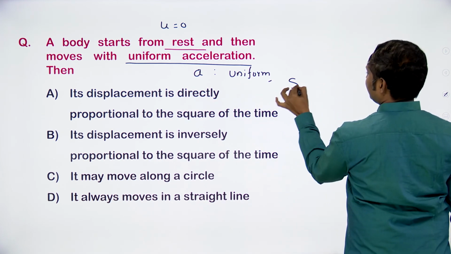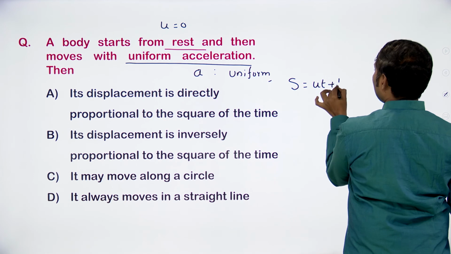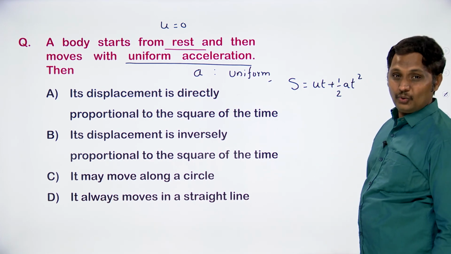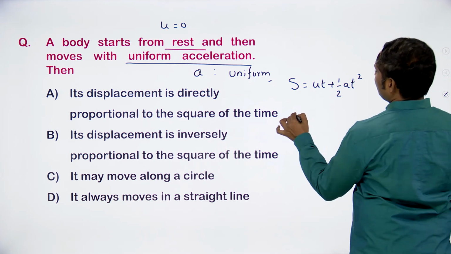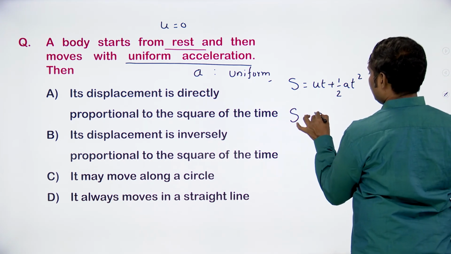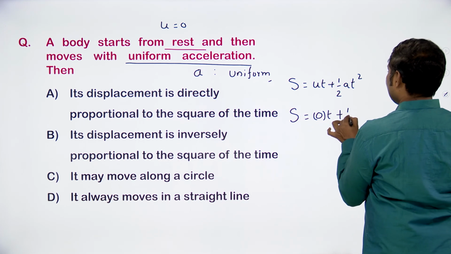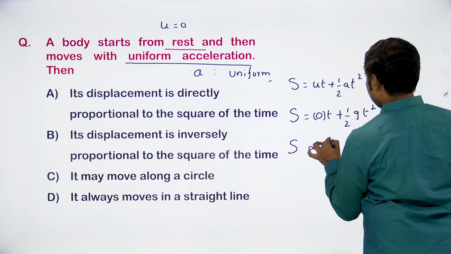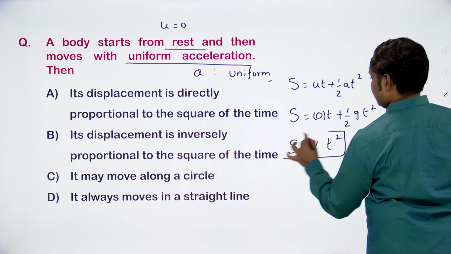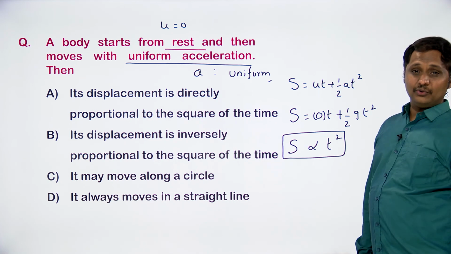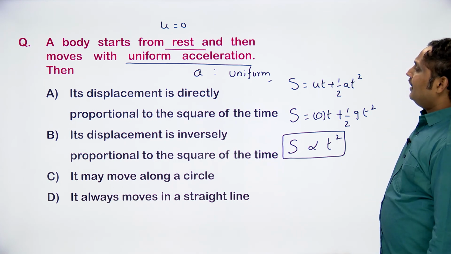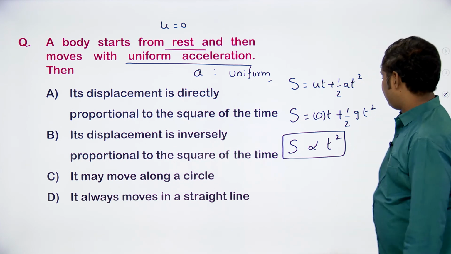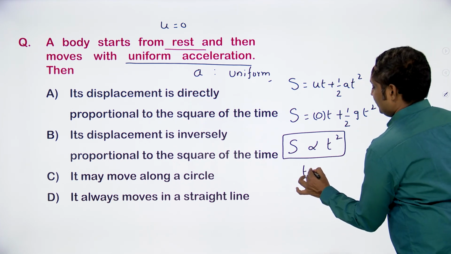If you know that S is equal to ut plus half at square, this is very clear, all right. Now we get 0 into t plus 1 by 2 into g t square. So S is going to depend on t square, it is very clear. Its displacement is directly proportional to the square of the time. So t is the time.